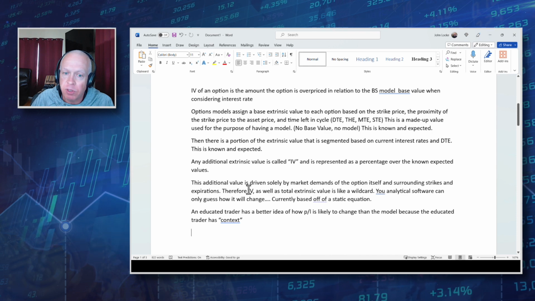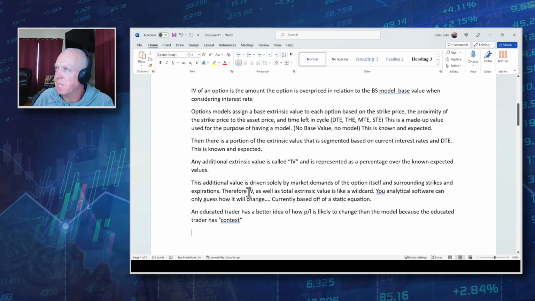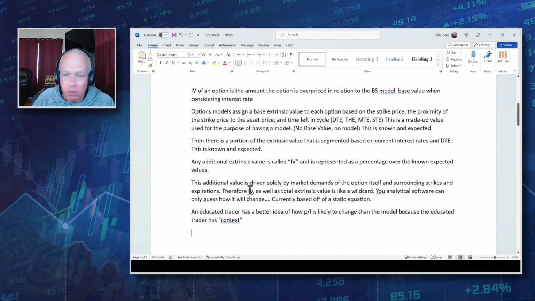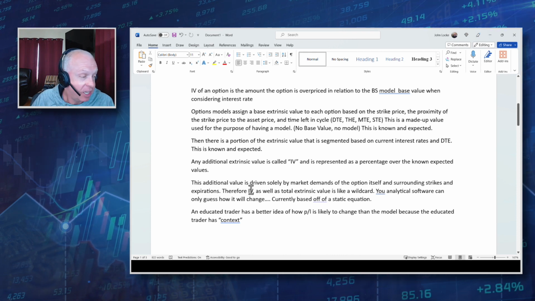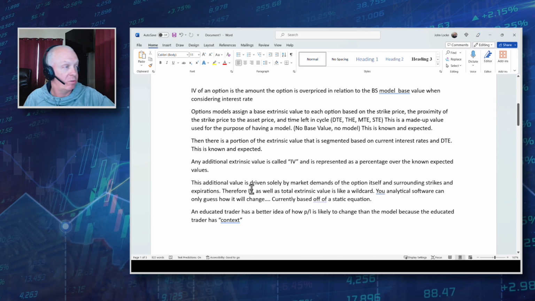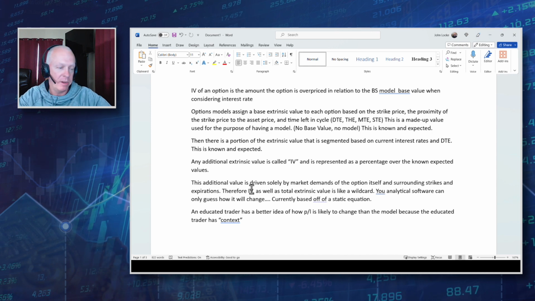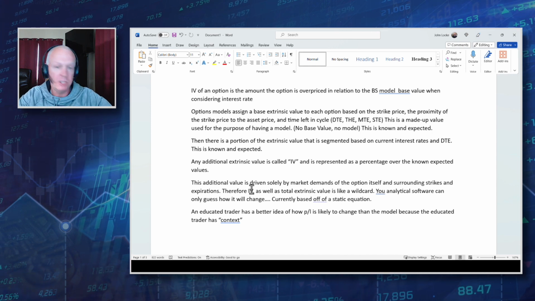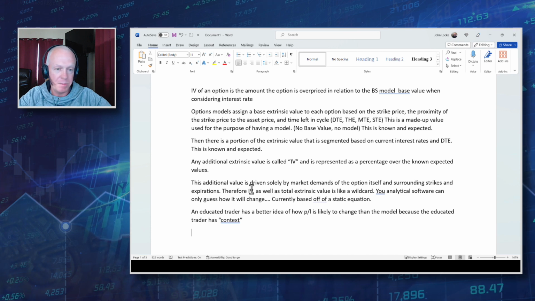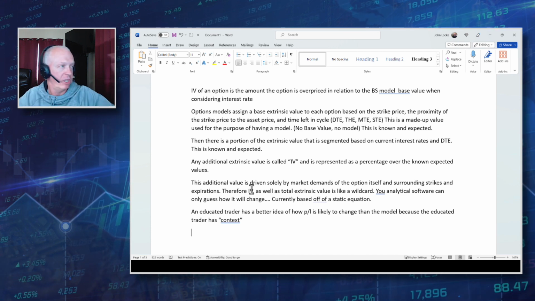That being the case, implied volatility is what's known as a wild card. The model calculates what the implied volatility is based off the extrinsic value. It takes the extrinsic value, and then it segments part of that extrinsic value to interest rate. It segments it to the base value. Anything over and above is listed as a percentage over that value.